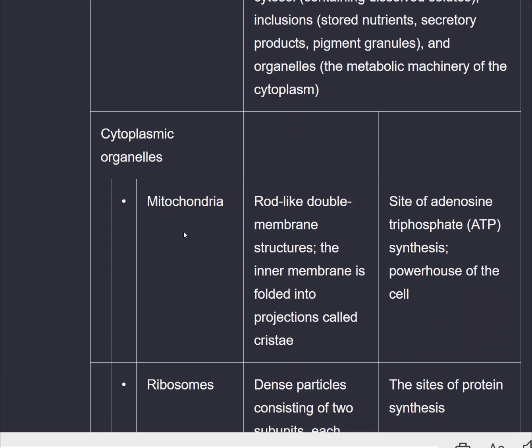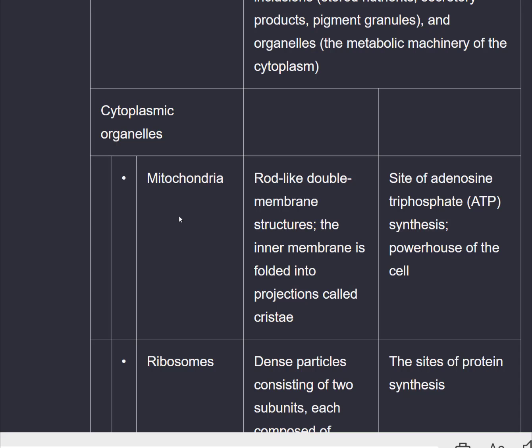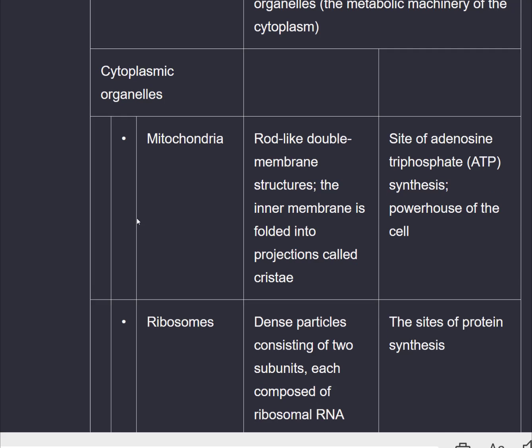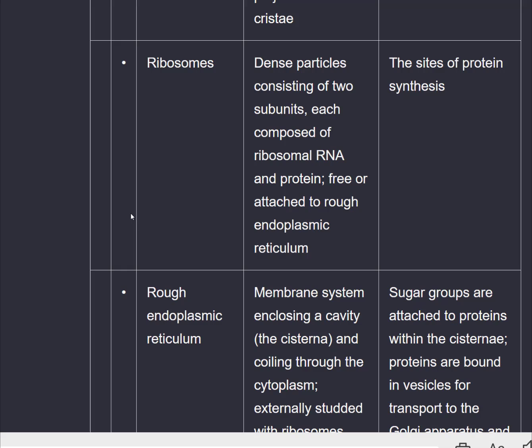Cytoplasmic organelles. The mitochondria. Rod-like double membrane structures. The inner membrane is folded into projections called cristae, and the function is the site of adenosine triphosphate synthesis, and it is also known as the powerhouse of the cell. That's the mitochondria.